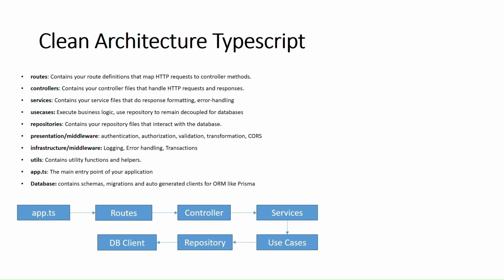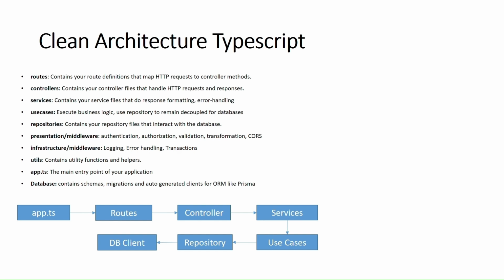Routes will be handling or mapping the HTTP requests to controller methods, and the controllers contain the files that handle the HTTP requests and responses. The responsibility of services is response formatting and error handling, preparing a proper response that can be sent out using the controller. Then we have the use cases, which contain the actual business logic implemented inside use case files, and they depend upon repositories, and repositories decouple them from actual database logic.